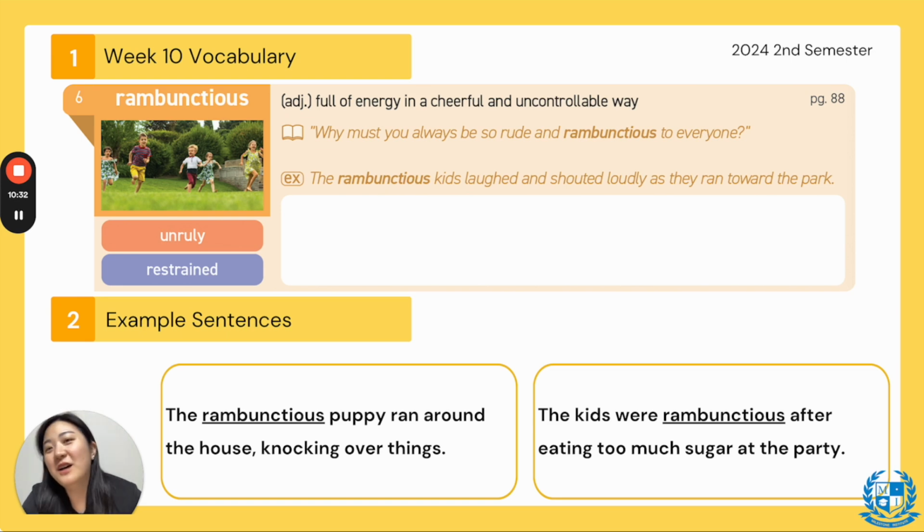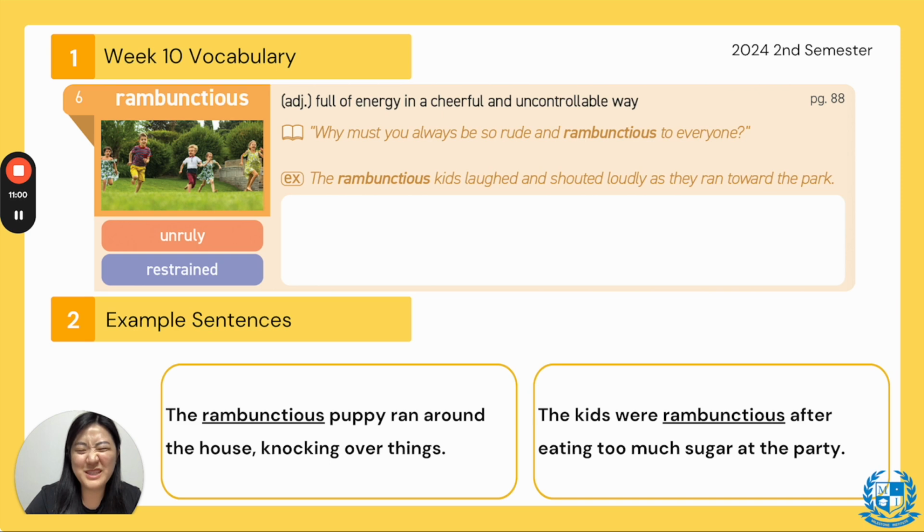Number 6 is a long word. Everybody ready? Everyone repeat after me and say rambunctious. Rambunctious. Let me hear you. Rambunctious. Good. The synonym is unruly and the antonym is restrained. It's an adjective and it means full of energy in a cheerful and uncontrollable way.